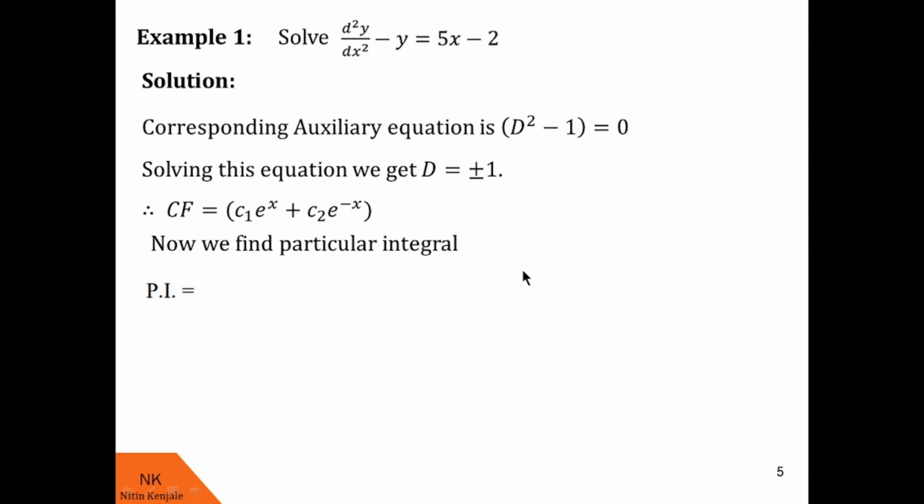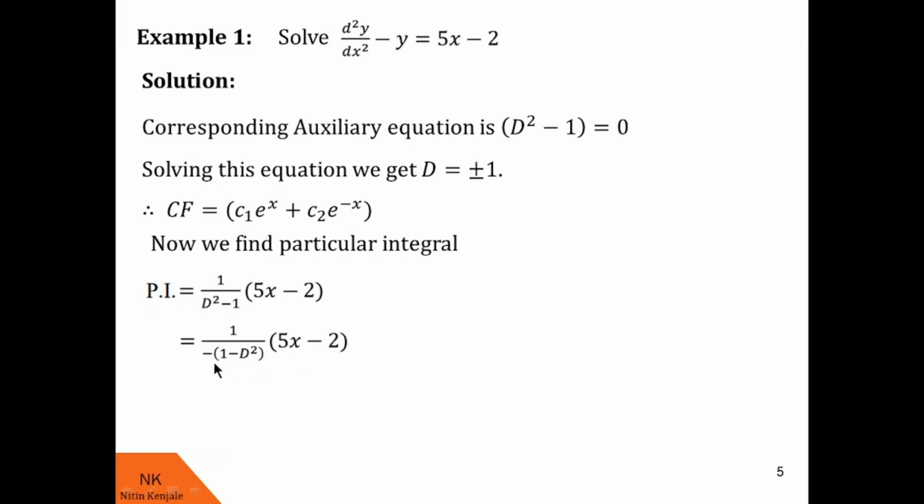Here it will be given by 1 by (D square minus 1) of 5x minus 2. Note that the RHS is an algebraic expression in x. So first of all, we write this f of D as 1 minus phi of D or 1 plus phi of D. Now we take out the least degree element from this f of D. Here it is minus 1. So after taking it out, we get minus 1 upon (1 minus D square) of 5x minus 2.